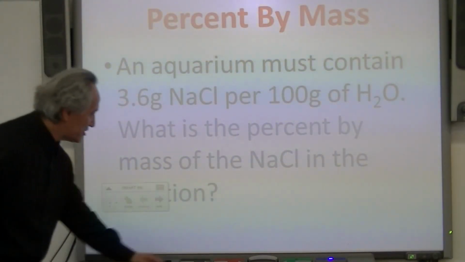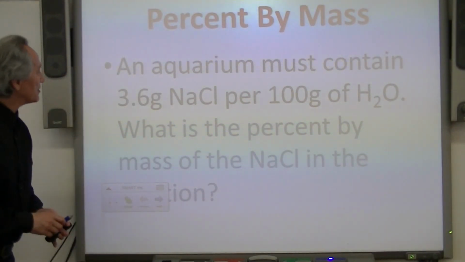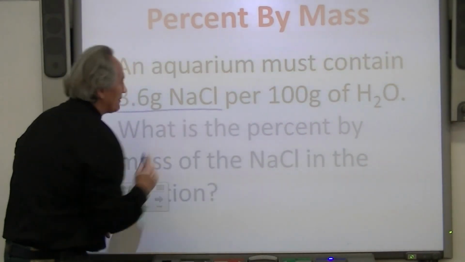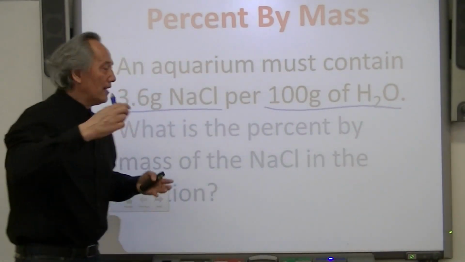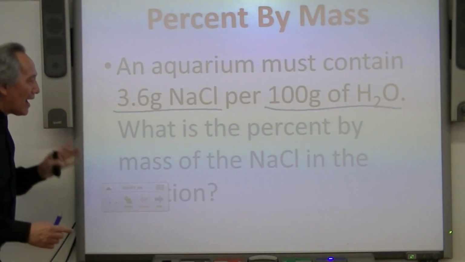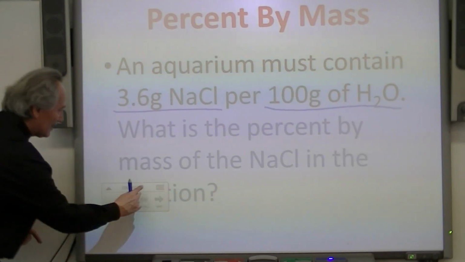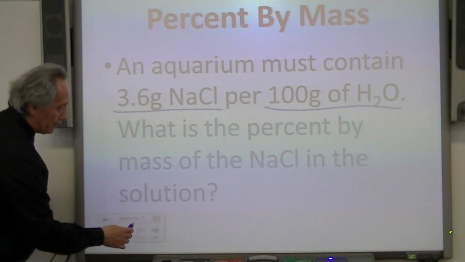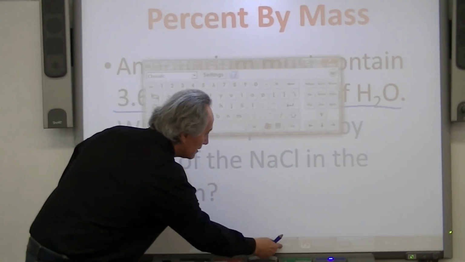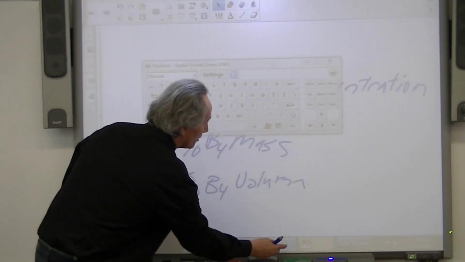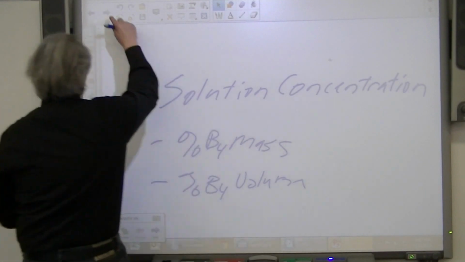This problem reads: an aquarium must contain 3.6 grams of sodium chloride per 100 grams of water. What is the percent by mass of the sodium chloride in solution? Okay, so let's go back to our working surface here on our smart board and work on that.